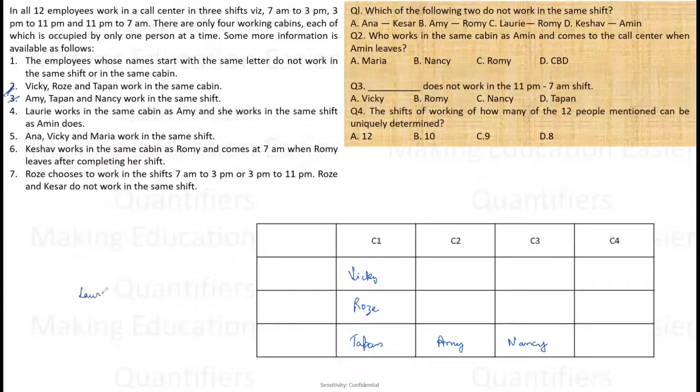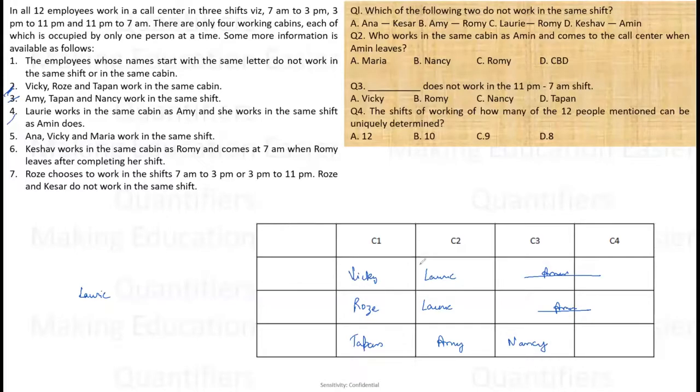Laurie works in same shift as Emmy. So Laurie can be here. Laurie can be here. Then Amin. Laurie works in same shift as Emmy, and same works as Amin. So Amin can be here or here. Amin can be here or here. Okay. Next is Anna, Vicky, and Maria work in same shift.